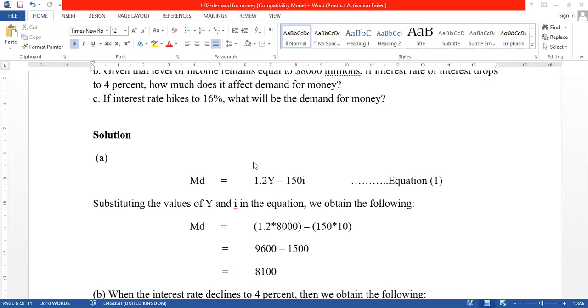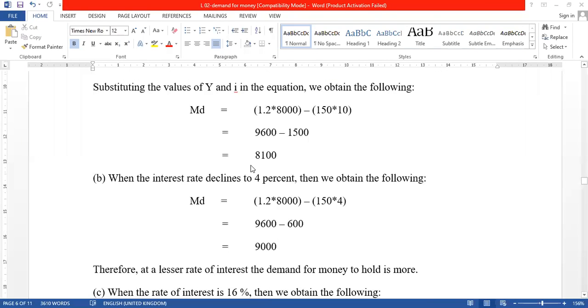Right? B is asking us when the interest rate declines to 4. So it has come from 10 to 4. And therefore, we just have to substitute that in the formula for us to be able to get 9,000. You can confirm if that is what you're getting. If the rate of interest declines to 4%, then the demand increases to $9,000 million.